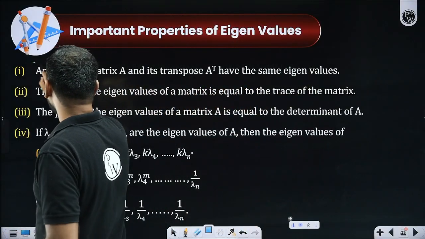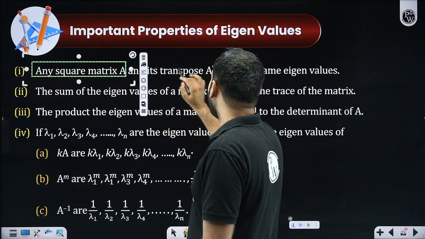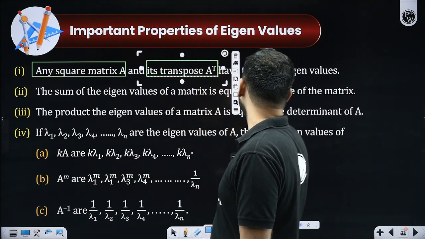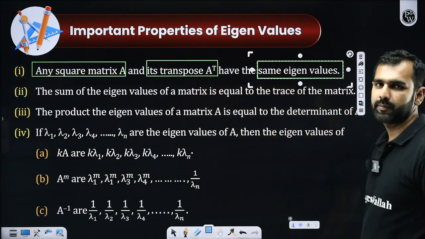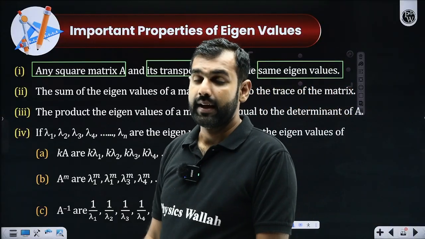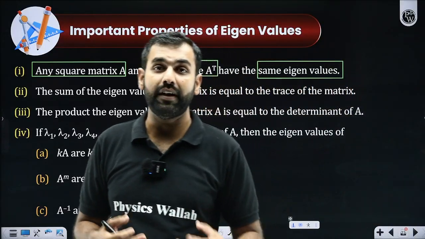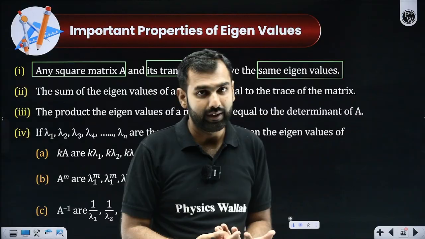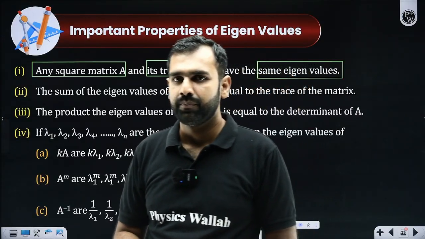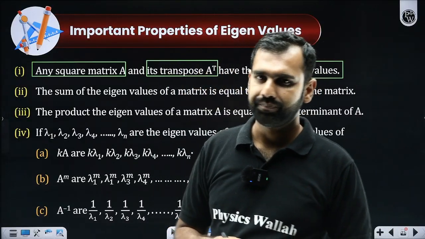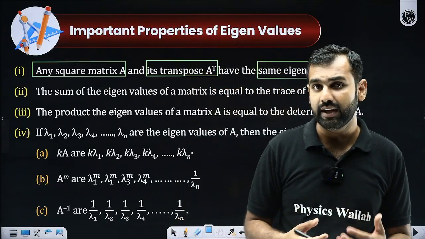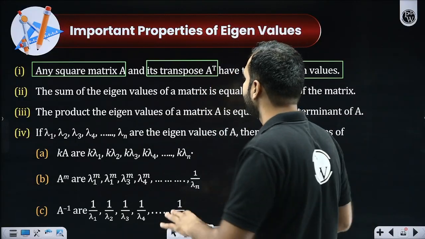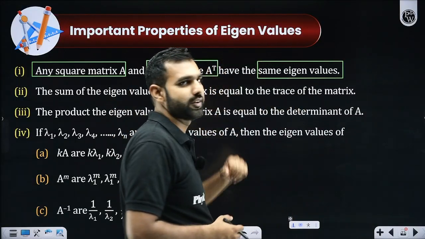First of all, any square matrix A and its transpose will always have the same eigenvalues. What does it mean? If there is a matrix A and I found its eigenvalues, how do we find the eigenvalues? By writing its characteristic polynomial and solving it. Those roots will be the eigenvalues, and they will be the same for its transpose as well.